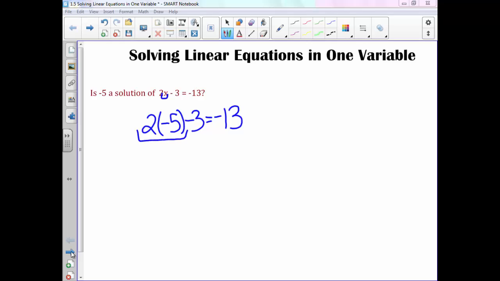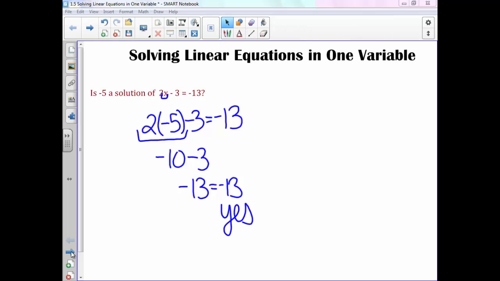2 times negative 5 is negative 10 minus 3. So negative 13 equals negative 13. So yes, it is. If you got two numbers that didn't equal each other, your answer would be no.